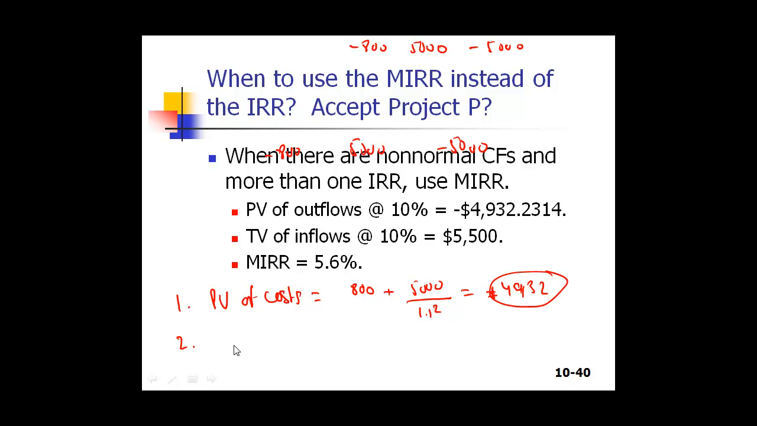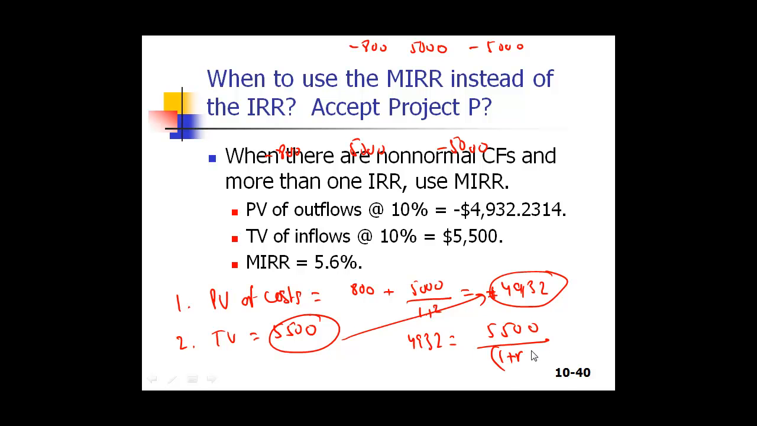What is step two? The terminal value of the inflows. So what's the only inflow? Your 5,000. So what's the terminal value at year 3? So that's 5,500. Now the MIRR is that discount rate which will make the present value of this equal to that. So you say that 4,932 is equal to 5,500 over (1 plus R) squared. This R you calculate and you should get 5.6%.